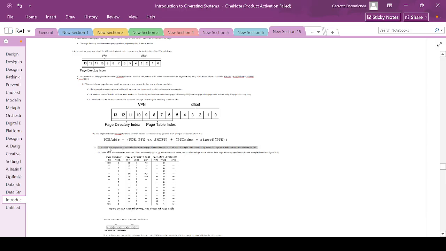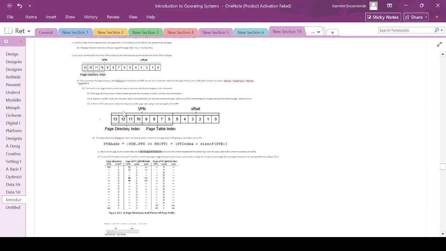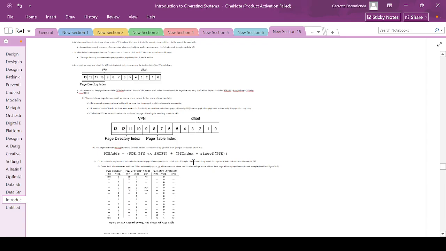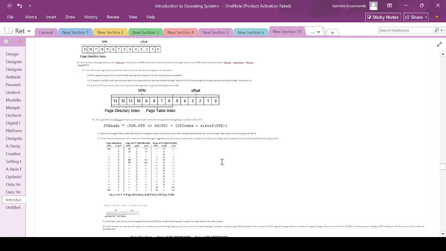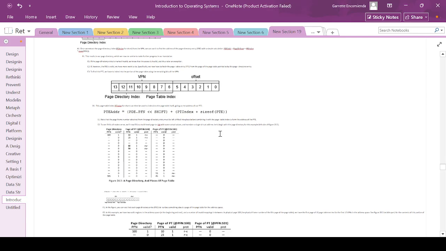So again, note that the page frame number, or PFN, obtained from the page directory entry, the PDE, earlier must be left shifted into place before combining it with the page table index, to form the address of the page table entry. To see if this makes sense, we'll fill in a multi-level page table with actual values and translate a single virtual address.